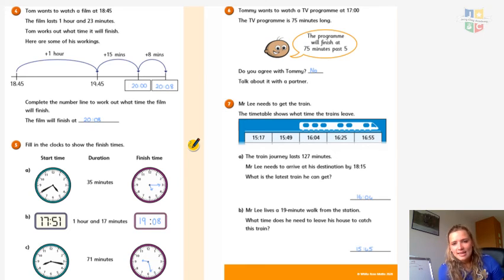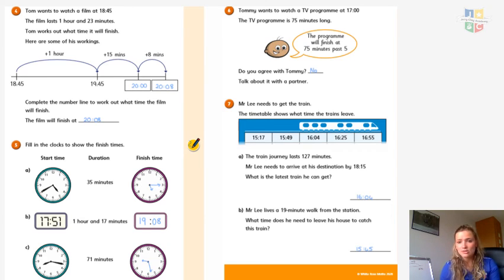Number 7, Mr. Lee needs to get the train. The timetable shows what time the trains leave. The train journey lasts 127 minutes. Mr. Lee needs to arrive at his destination at 18:15. What is the latest train he could get? So we could have started from 18:15 and we could have counted back 127 minutes.